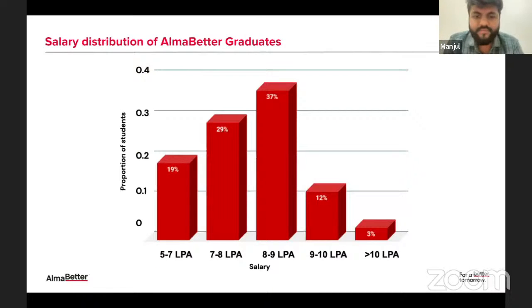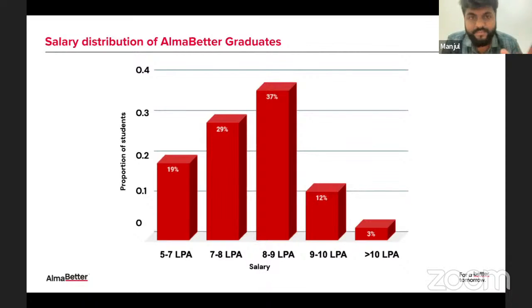Now, this is something very interesting: this is the salary range of all the AlmaBetter graduates who pass from our end, basically the alumni. And if you see, the highest number of students who are placed are under the category of 8 to 9 lakhs per annum. 37% of the students do graduate here. We do promise that we will be providing you a minimum placement guarantee of 5 lakhs per annum. But again, the majority of the students lie in this section of 8 to 9 lakhs per annum.